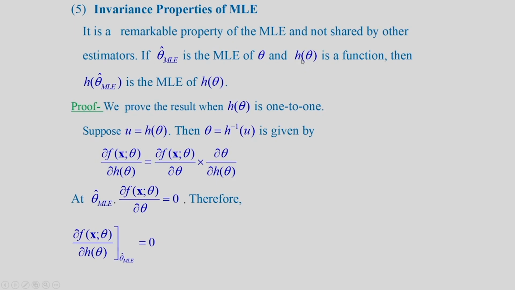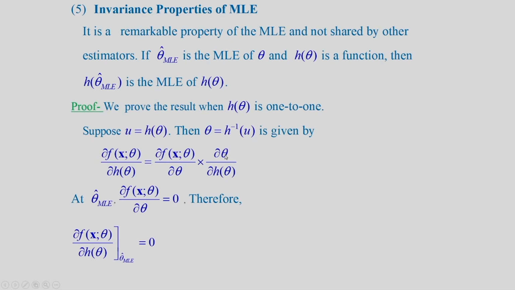Under transformation, the maximum likelihood point is invariant. So, whatever theta hat MLE is there, at that point the corresponding function h of theta hat MLE will be the MLE for h of theta. We prove the result when h of theta is 1 to 1. This is a simple case. Suppose u is equal to h of theta, then theta is equal to h inverse of u, because being 1 to 1 it is invertible. Now, del f del h of theta will be equal to del f del theta multiplied by del theta del h of theta.